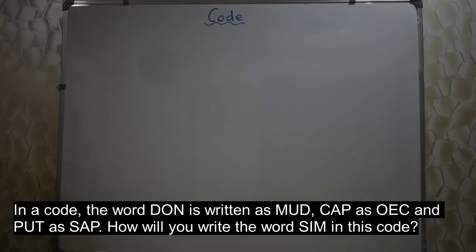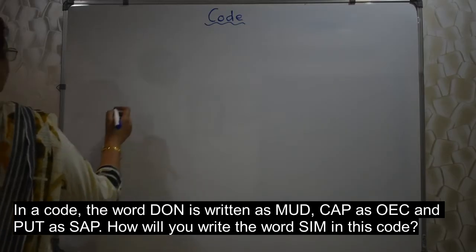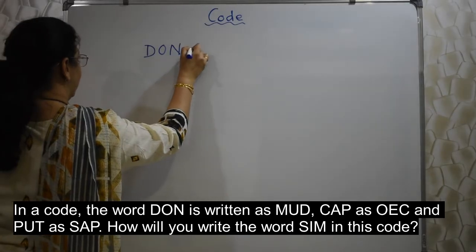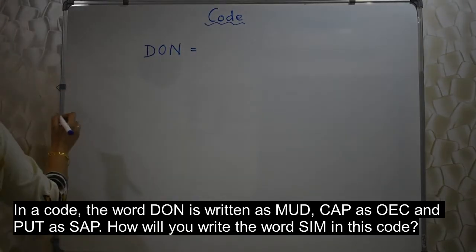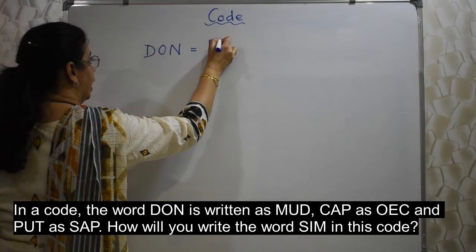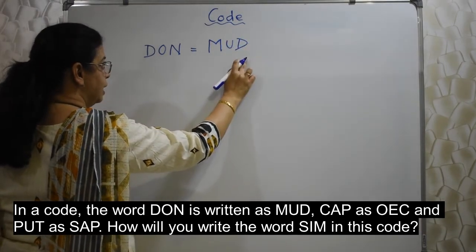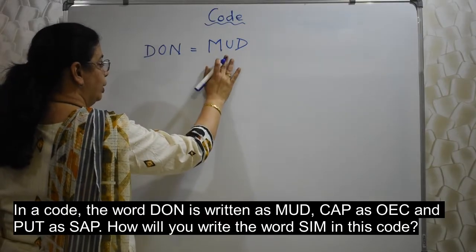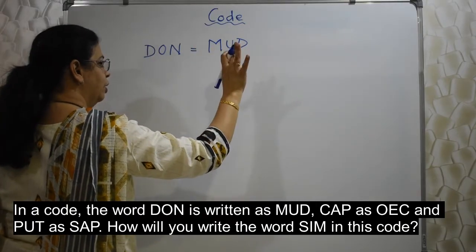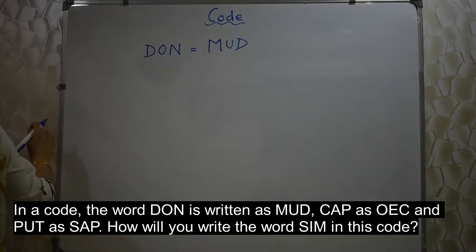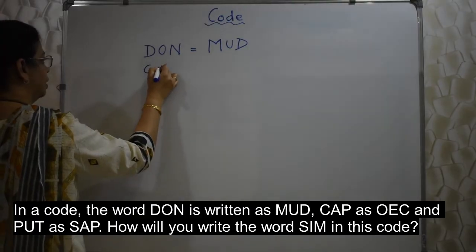Students, whatever information has been provided to you in the question is the helping hand. You don't have to borrow anything from anywhere. Everything is available. How are they writing DON? They are writing it as MUD. Sometimes this may not make any sense. Now here it does, but in some questions this may be something different, a meaningless thing, but it is a code. So don't worry about meaning. This is not an English class, right?